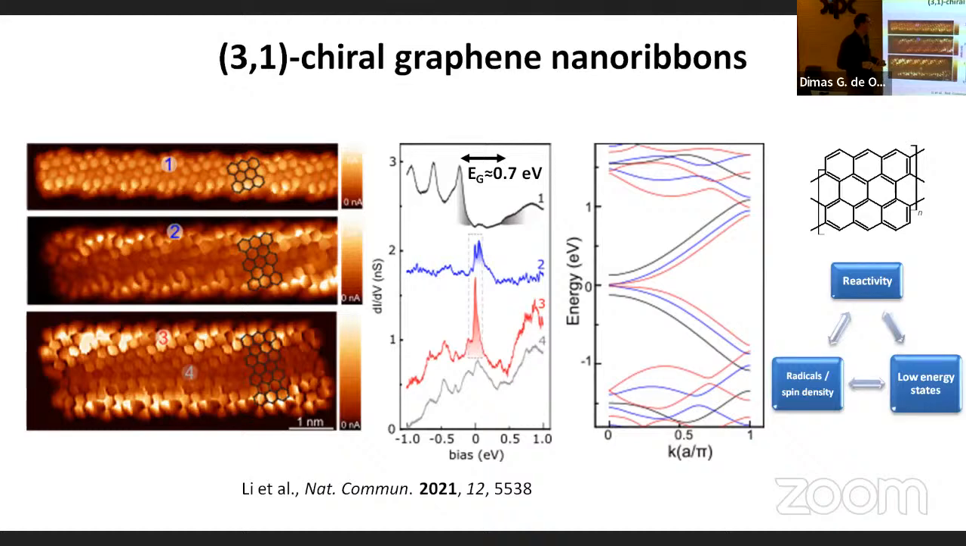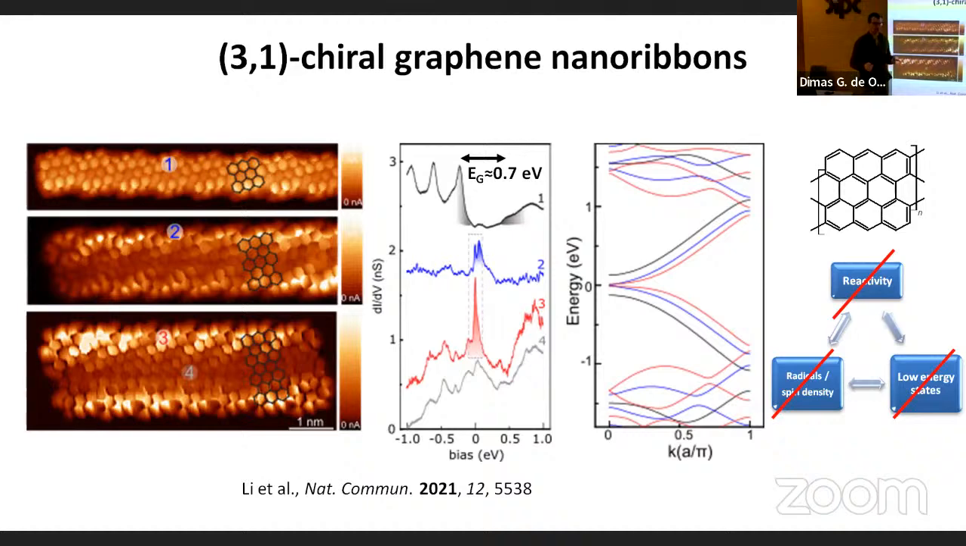And here we have an interesting band gap value. We have no low energy states, and consequently, we expect no radical or spin density, no reactivity. So we could make devices out of it. So we synthesized some of these samples, we sent them to collaborators of ours, and the answer that we got is that nothing worked at all.